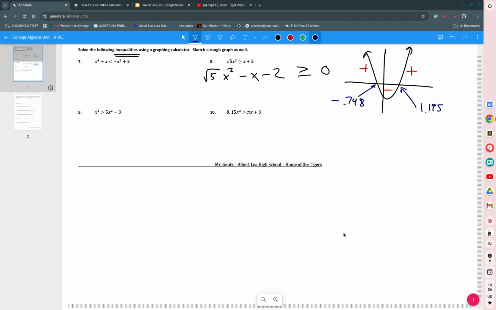Yep, use a union. My calculator got stuck with this yesterday. Second quit. Here we go. Second calculate. 0. All right, so your answer should be from negative infinity to negative 0.748, bracket, union with, bracket, 1.195 to infinity. And that's where it's above the x-axis.